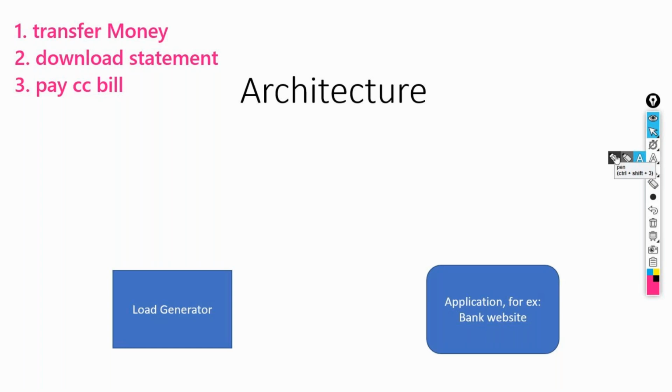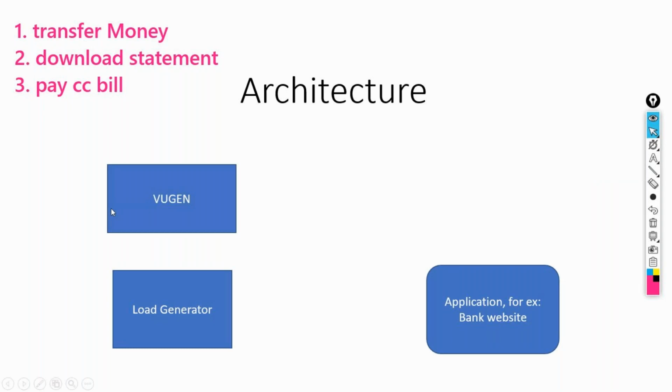Now, how do you test performance for these transfer money or download statement or paying credit card bill? First of all, you need to have a detailed understanding of the steps that you need to perform, and then use one of the components called Vuegen to record that flow or to generate the script for that flow, so that virtual users can run the script with multiple numbers of users. So there is a component called Vuegen, which is primarily focused on generating or recording the flow of these critical scenarios.